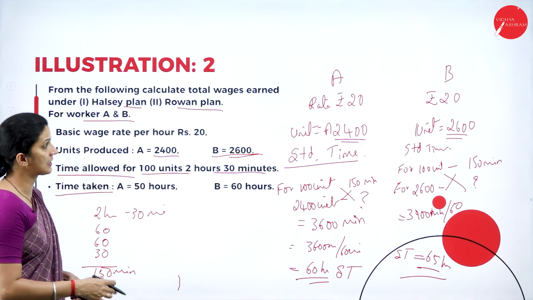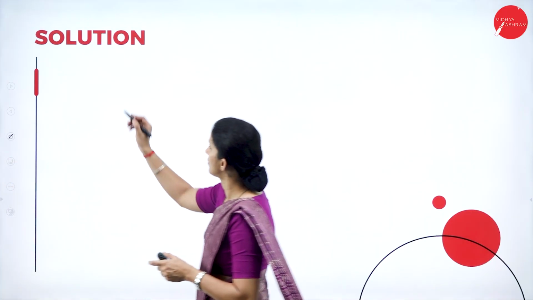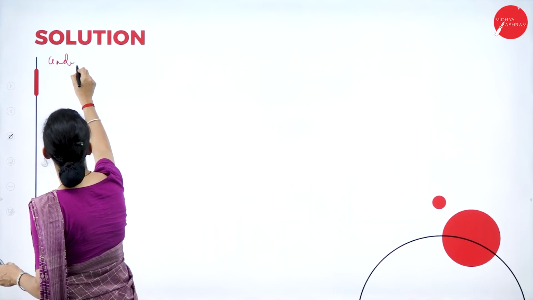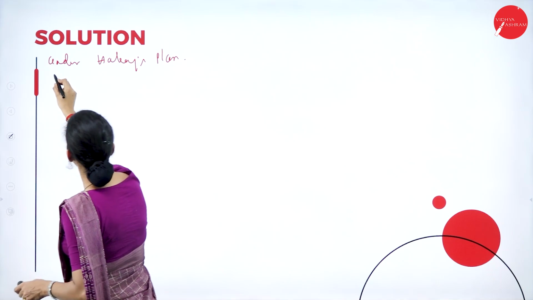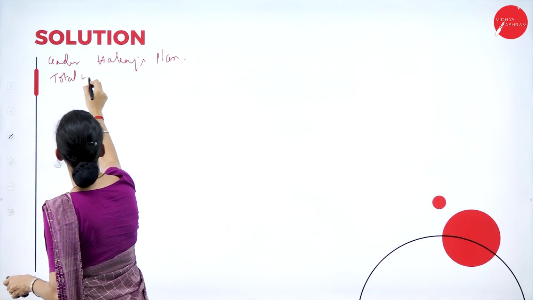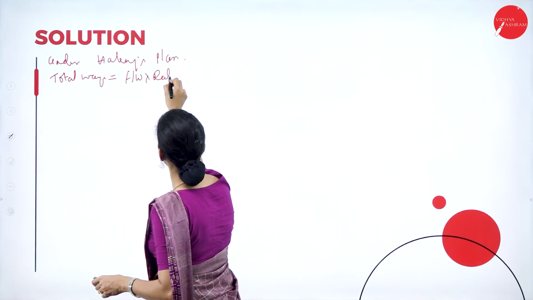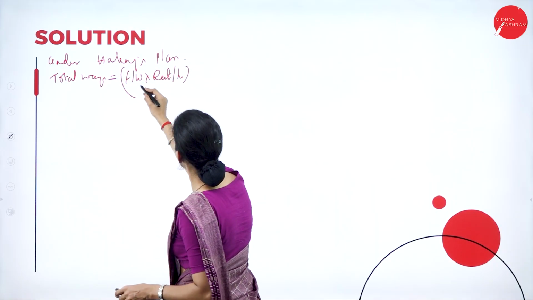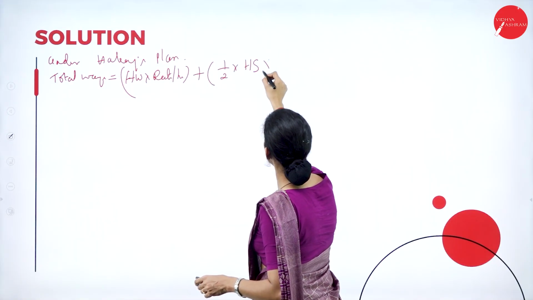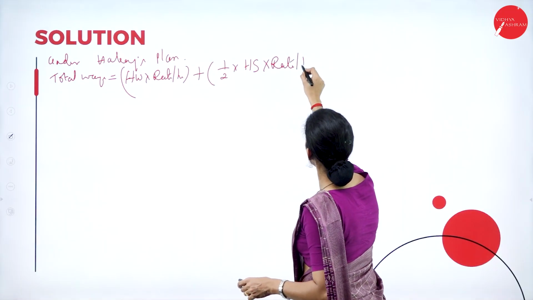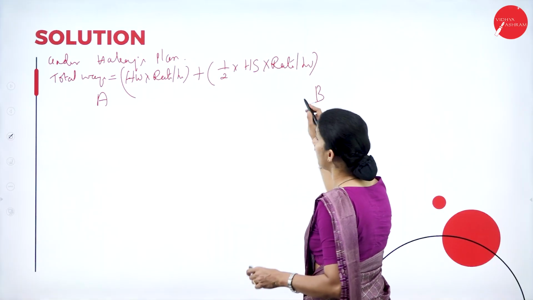So from these details, first we will calculate the total wages under Halsey's plan. First we will write the formula. Total wage is equal to hours worked into rate per hour plus bonus, which is half of hours saved into rate per hour. First we will calculate for A and then for B.